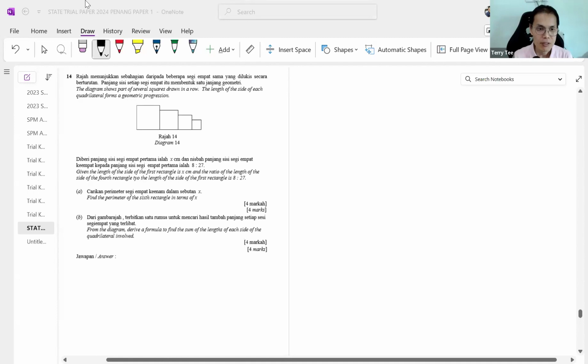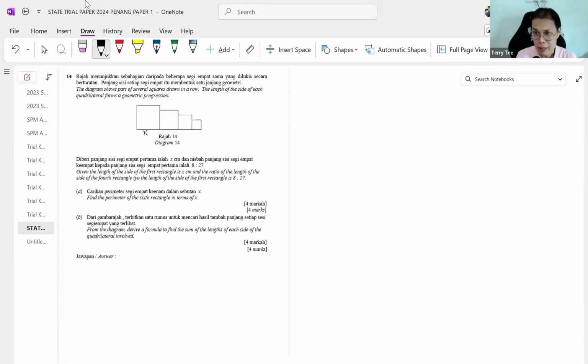The ratio of the fourth to the first is 8 is to 27. So we're going to let the first length be x. They're talking about length, not area. You're supposed to find the perimeter of the sixth square in terms of x.